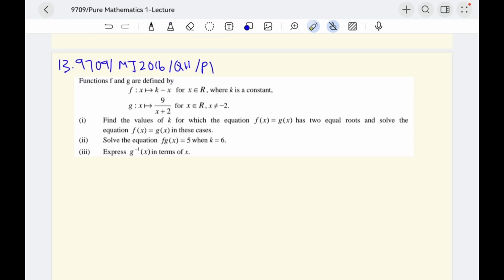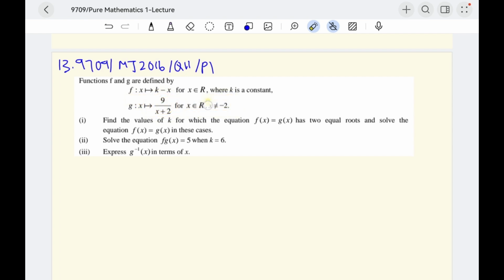Let's move on to the next question, which is question 13. This question is also from the past year questions 9709, May June 2016, question 11, paper 1. Functions f and g are defined by f maps x to k minus x for x in all real numbers where k is a constant, whereas g maps x to 9 over x plus 2 for x all real numbers provided that x is not equal to 2.